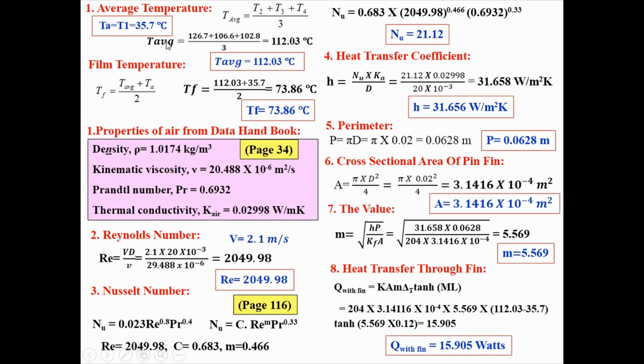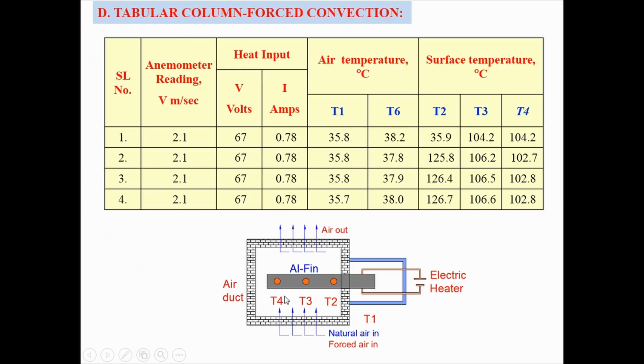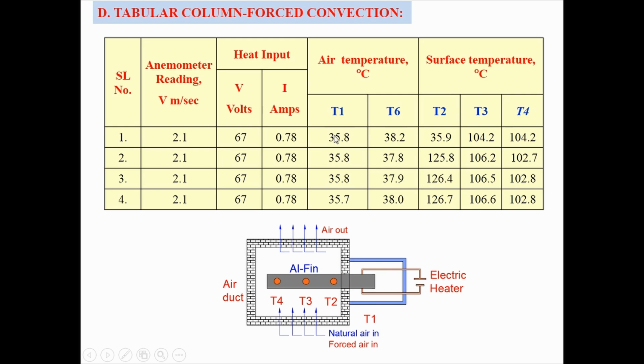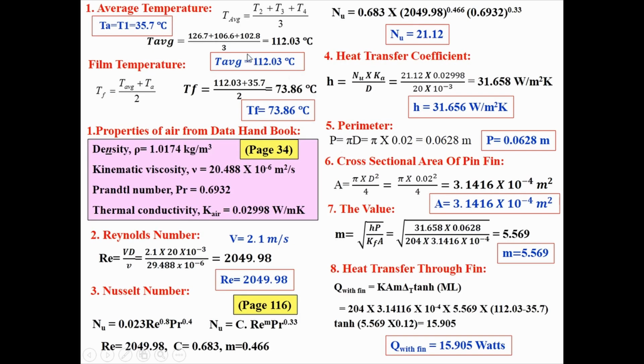So now what are the calculations you have to do? First one, average temperature. How to calculate the average temperature? Average temperature of the given fin is T2 plus T3 plus T4 divided by 3. You will get the average temperature. I got the average temperature as 112.03 degrees Celsius. Whereas TA, the ambient or air inlet temperature, is 35.7 degrees Celsius.